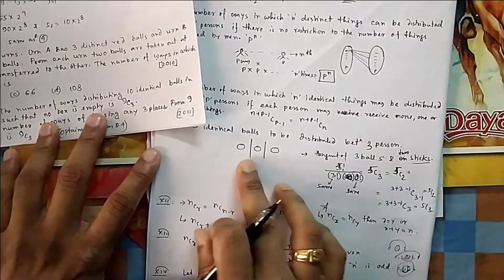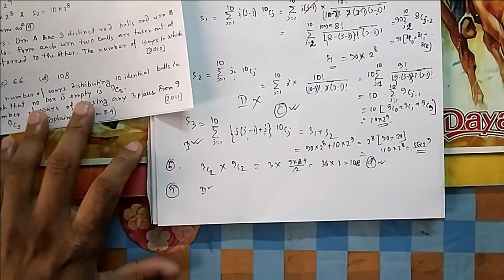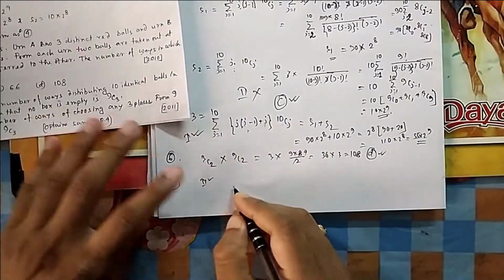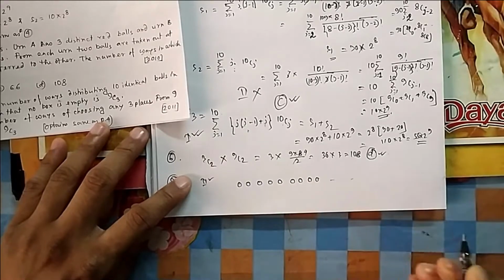Something of this format, this balls and sticks format. If you remember this one, balls and sticks, how many balls are there? 10 balls. I am not drawing all these 10 balls. You can see this now. These 10 balls are there.